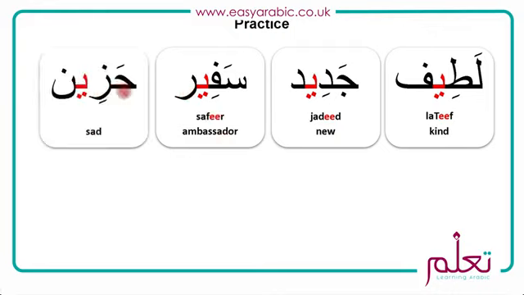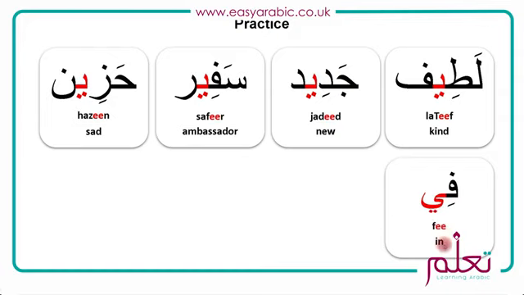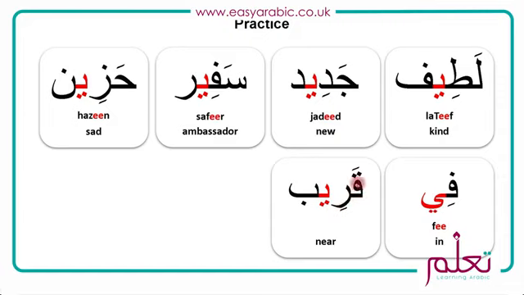Next one is ha with the fatha is ha, z with the kasra is hazi, and then extension hazin, which is sad. Next one is the letter fa with the kasra is fi, and then the ya, fi, which is in. Next one we have the letter qaf with the fatha qa, then the ra with the kasra is qari, and then the ya, qarib, which is near.